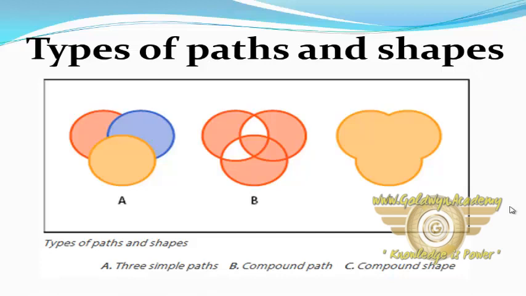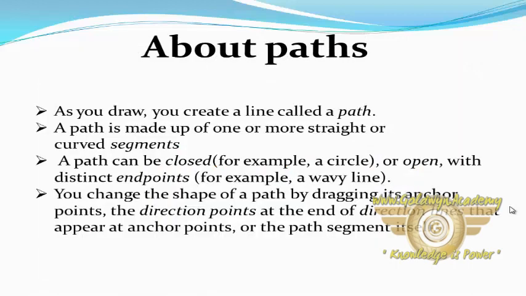Let us talk about path. Our first question is, what is a path? As you draw, you create a line called a path. A path is made up of one or more straight or curved segments. A path can be closed or open with distinct endpoints. A closed path is, for example, a circle, and an open path is, for example, a wavy line.